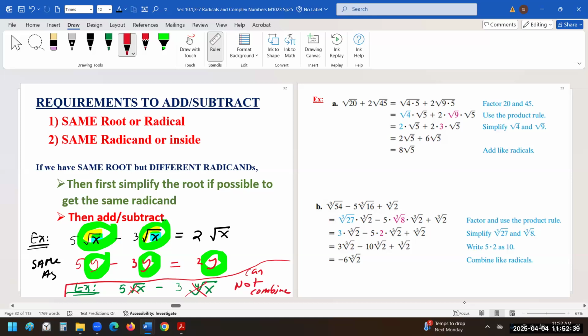Any questions? So when you add and subtract, if you don't have the same thing, always think, can you simplify them so that all of them turn into something the same but with a smaller number?